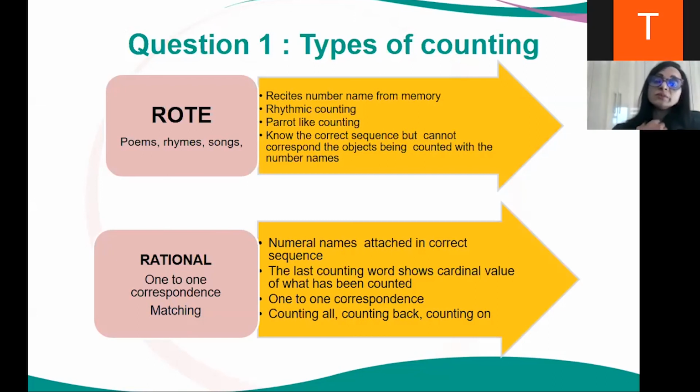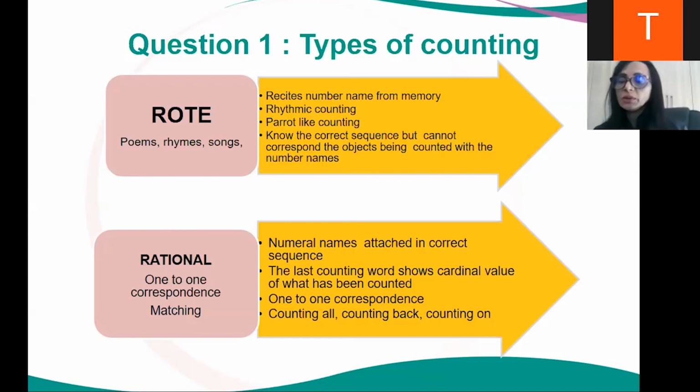If you give the child 5 counters and ask the child to count, the child will quickly count 1, 2, 3, 4, 5, even without counting the objects. Next, we move on to what we call rational counting. Numeral names are attached in correct sequence. The child will say 1, 2, 3, 4, 5. Like in the first scenario, the child was able to count on from the 4th mat to 5, 6, 7, the correct sequence. Also, the last counting word shows a cardinal value of what has been counted.